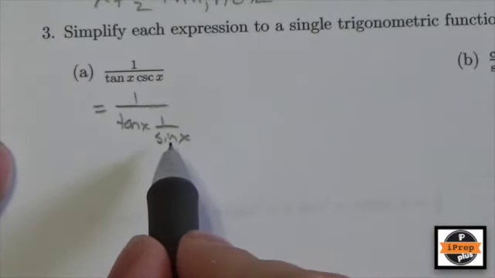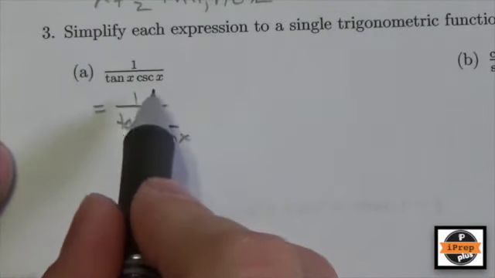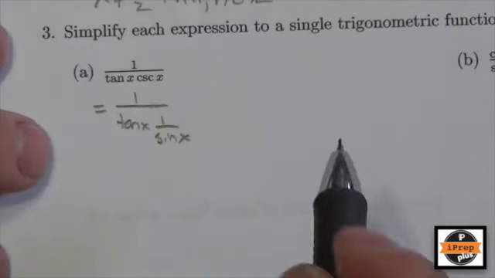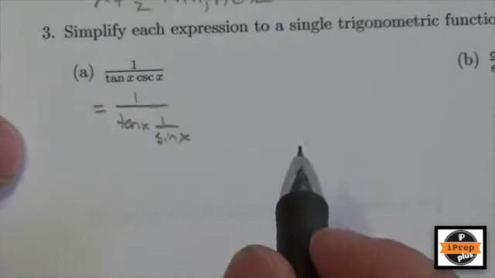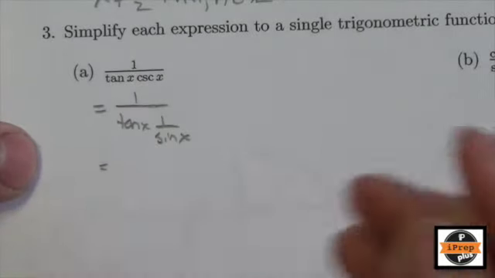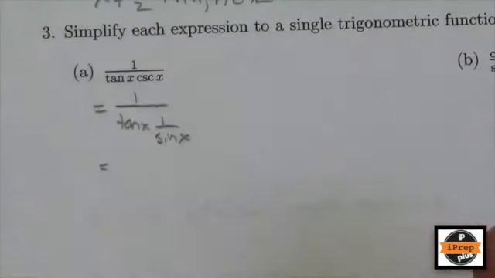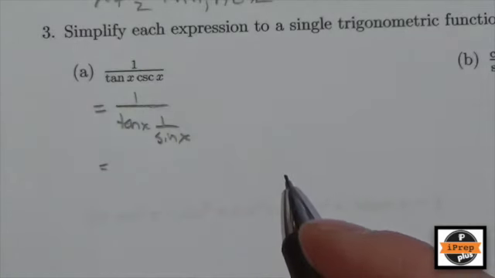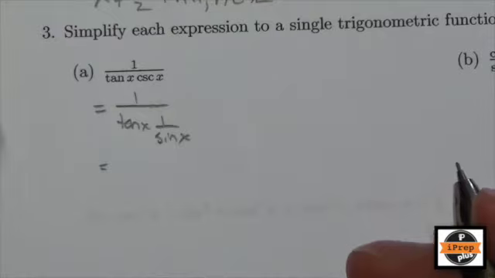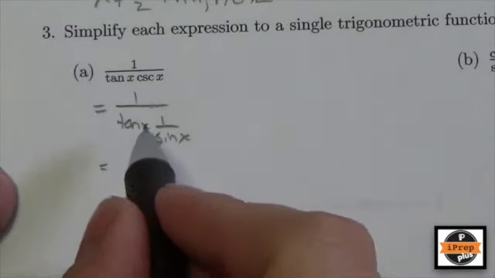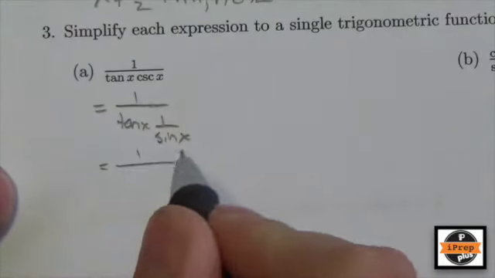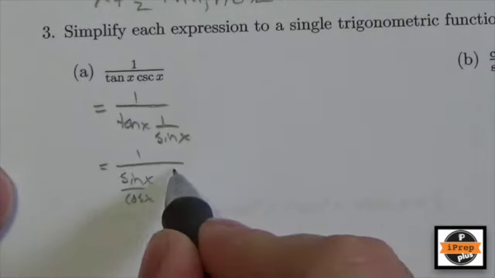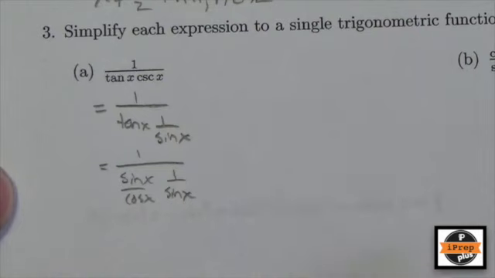Now, I could bring that sine of x up into the numerator. I could, and it won't change much of anything here, but I'm going to leave it down there for right now. There are no Pythagorean identities that have popped up. There's still no addition, subtraction. There's really no more reciprocal identities. There's no double angle identities, and so the very last thing I'm going to do is rewrite that tangent in terms of sine and cosine. So this will become the sine of x over the cosine of x multiplied by 1 over the sine of x.